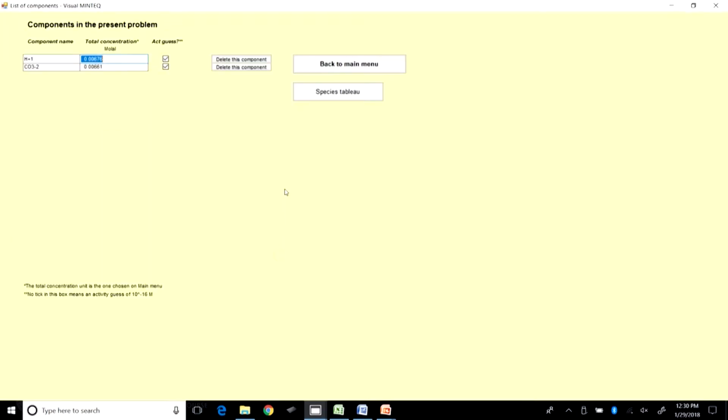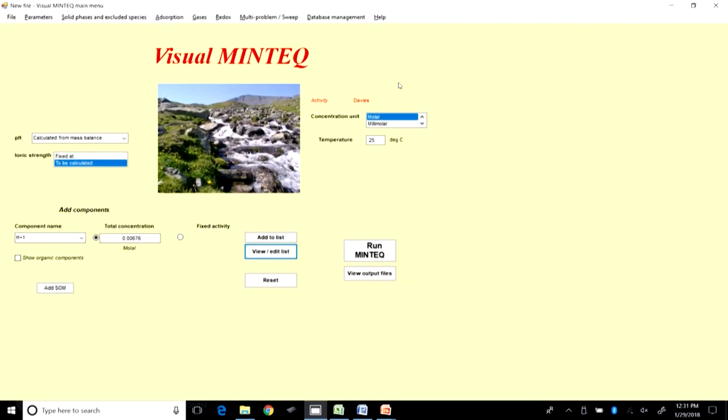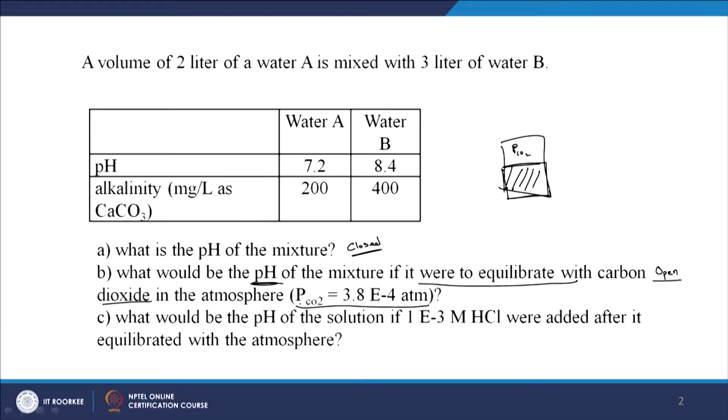And view edit list, this is something we already have plugged in from the previous lecture session. These were the values of H total and CO3 total we calculated from the component balance, right. And now I need to have a new case or new variable. What is that? The case is that now I have a new partial pressure of CO2 that is in equilibrium, and what is that? It is 3.8 into 10 power minus 4 atmospheres, right.